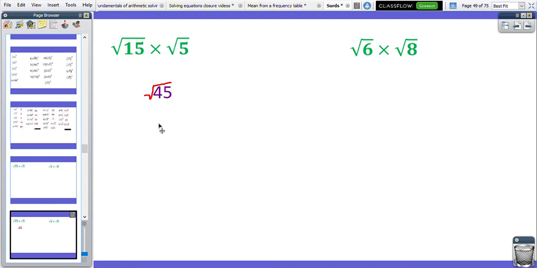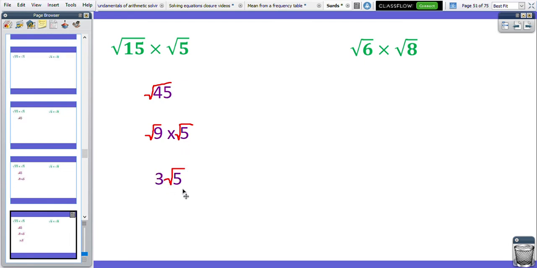Remember, when we're simplifying a surd, we're looking for factors which are a square number. So what's the largest square number factor of 45? Well, I know that 9 goes into 45. Therefore, root 9 times root 5 can be simplified to 3 root 5, because the square root of 9 is 3. Just as you did before, please can you pause the video at this stage and have a go at this example in your best books.